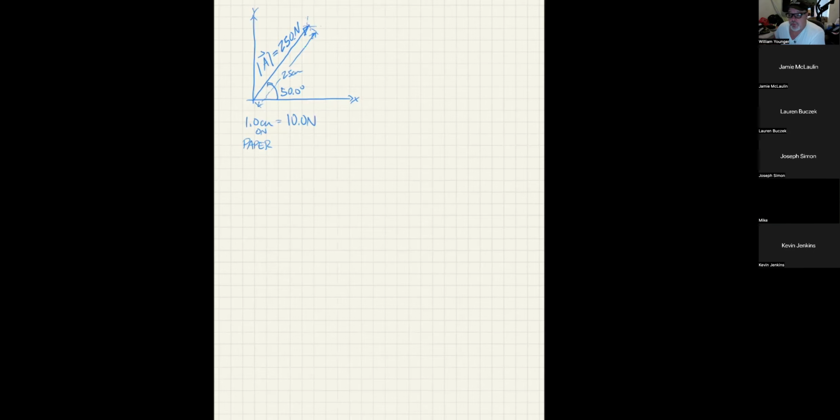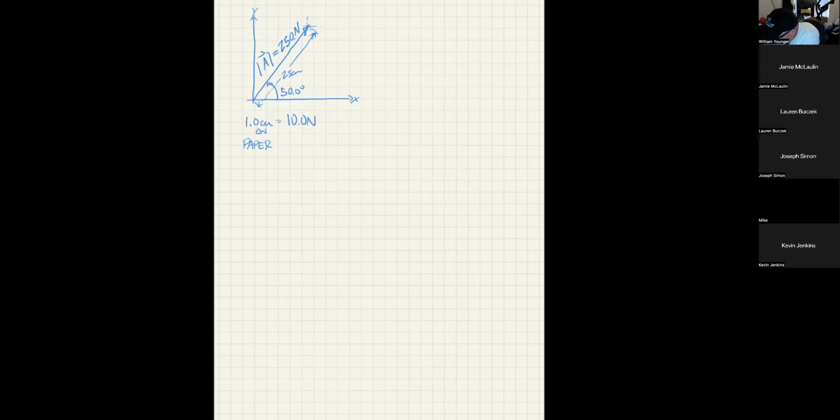You just have to know how to orient them, and then how to measure the final result. In other words, you measure a certain number of centimeters and use that to convert to newtons. You measure a certain angle. And that should give you a result graphically that's within a few percent of the actual answer that you get if you did it mathematically.